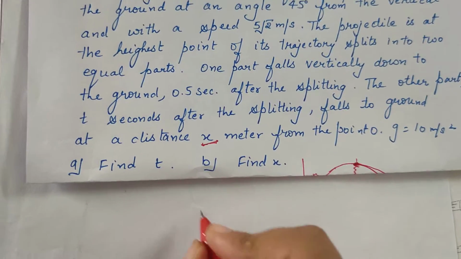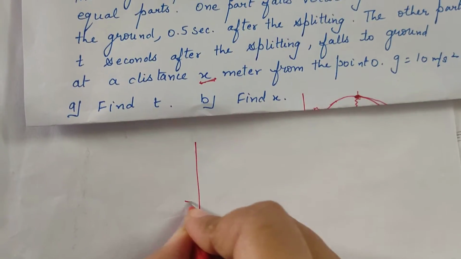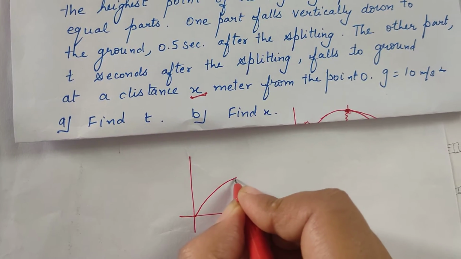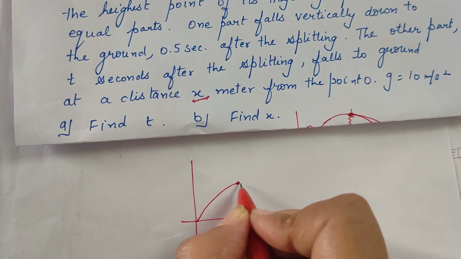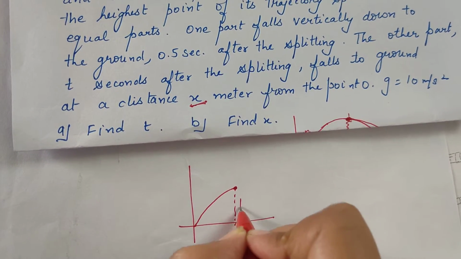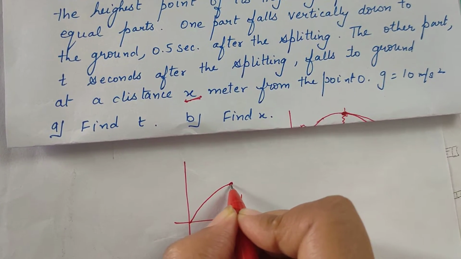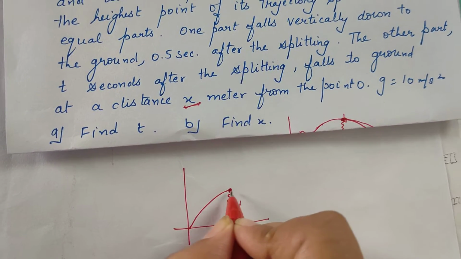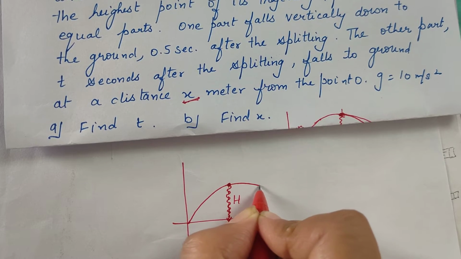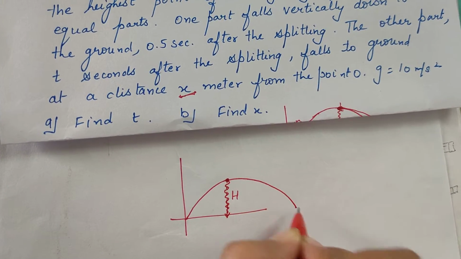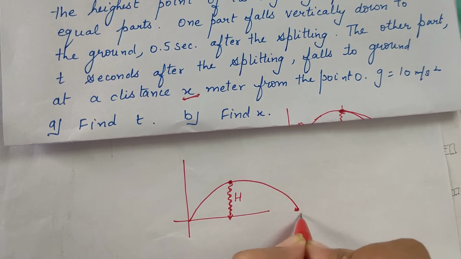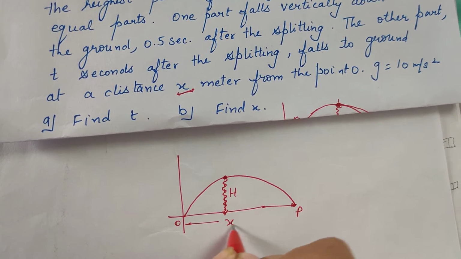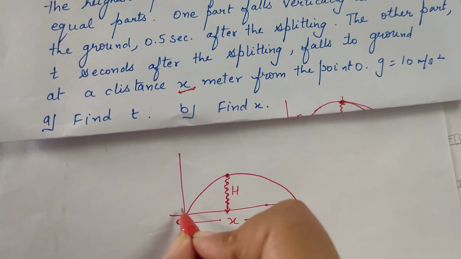So if we draw the diagram, the question is something like this. There is a projectile, and maybe you can take it as a bomb, and at the highest point it splits into two parts. One part is coming down directly and the other part is taking a projectile path and it is falling at point say P, which is x distance away from O.